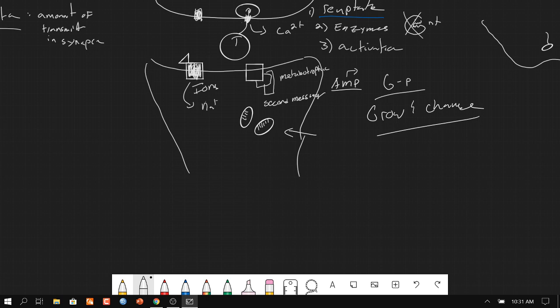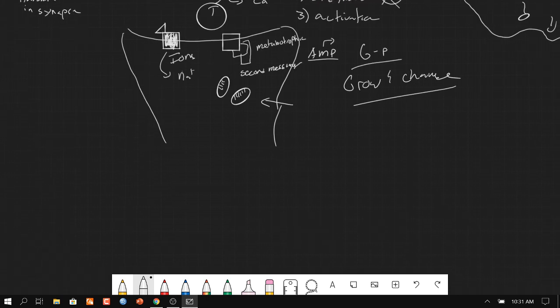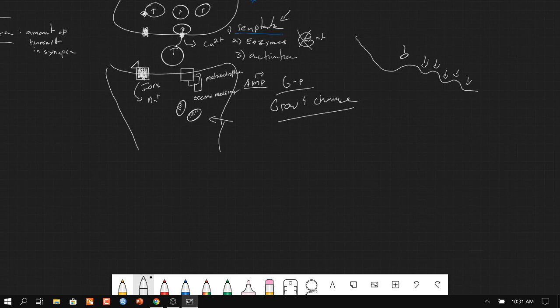Okay. This is over. Okay. So the idea of, we're getting kind of philosophical here. Well, we got one synapse. How many synapses are in the brain?